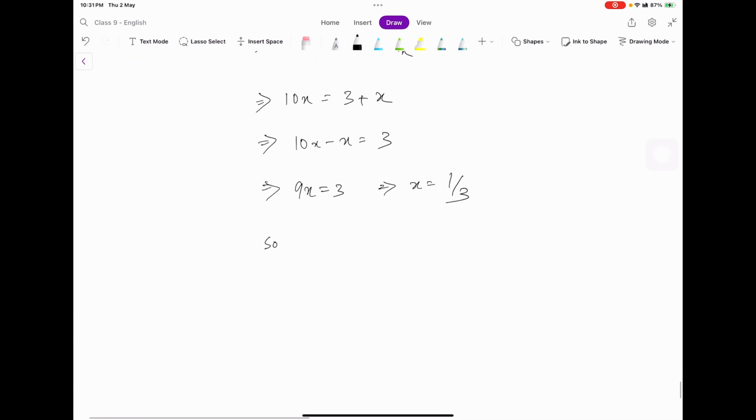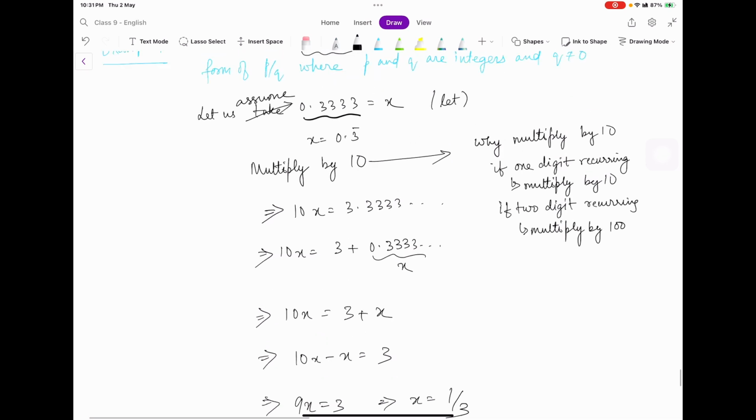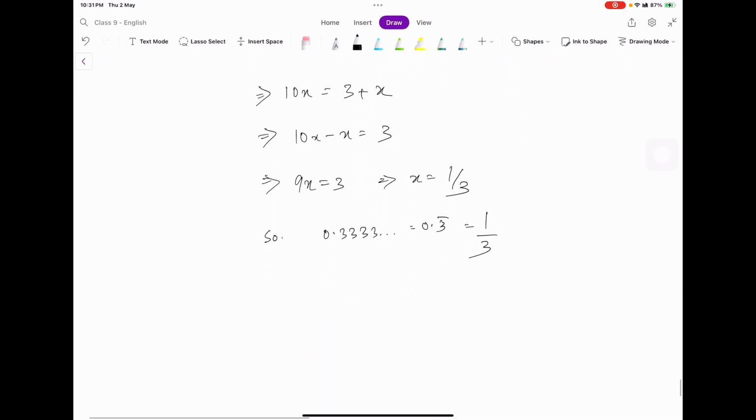So 0.3333 and so on, its fractional value is 1 by 3. So this is the method that you will be doing. We will see more examples of it.